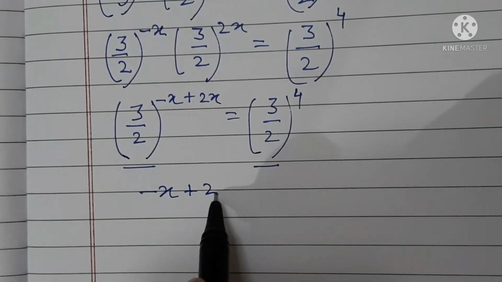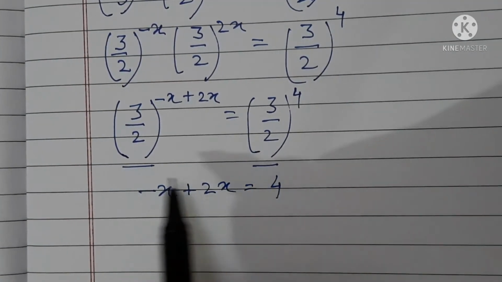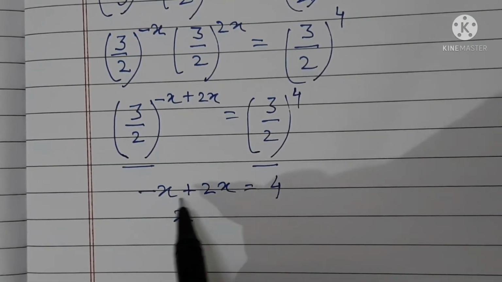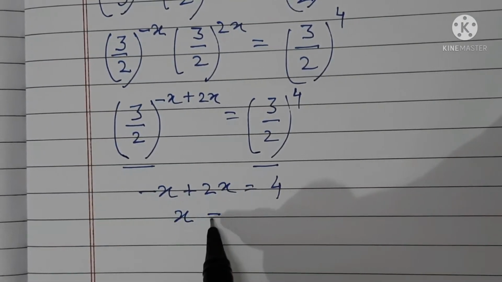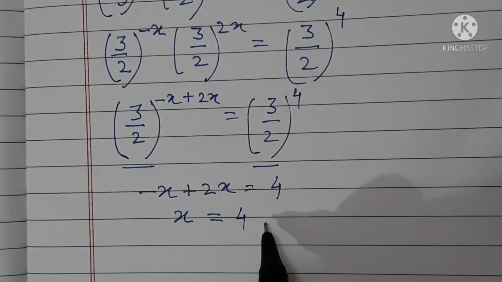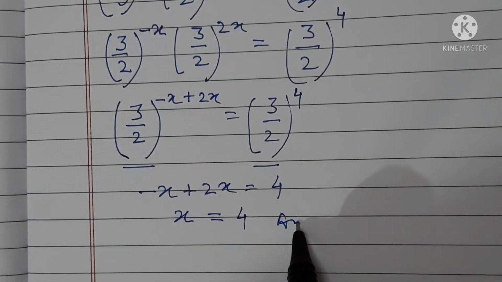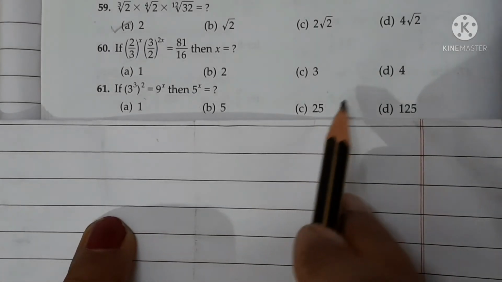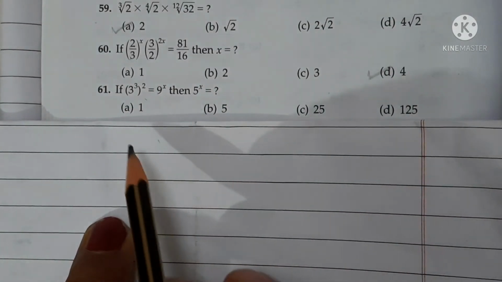Minus x plus 2x is equal to 4. Now solve it. You will get x is equal to 4. Answer: take option D.